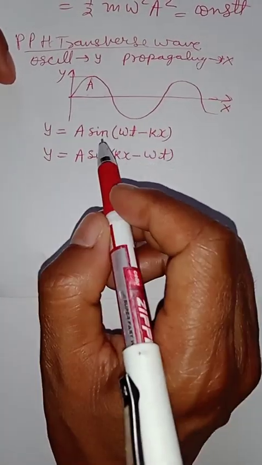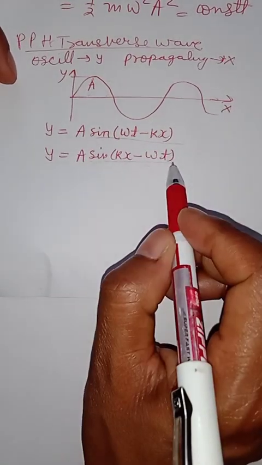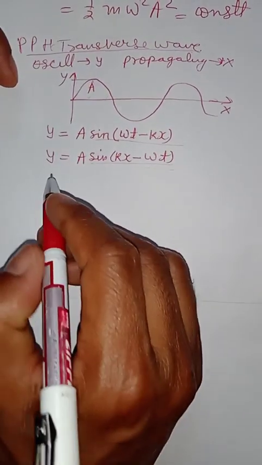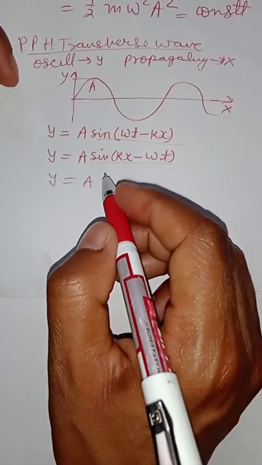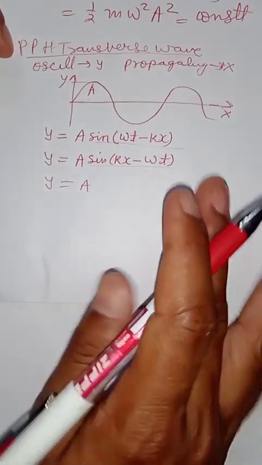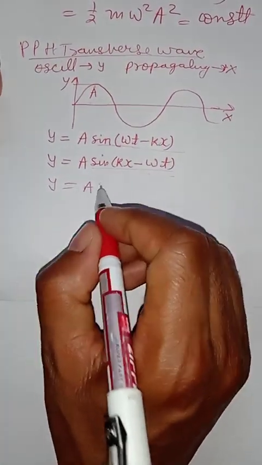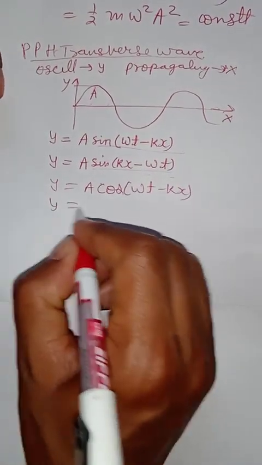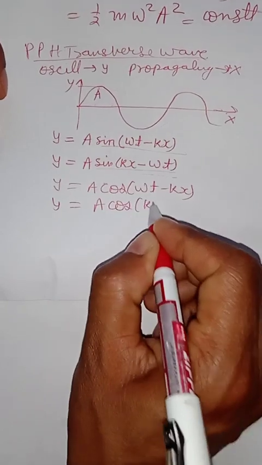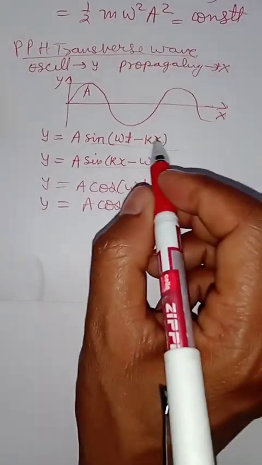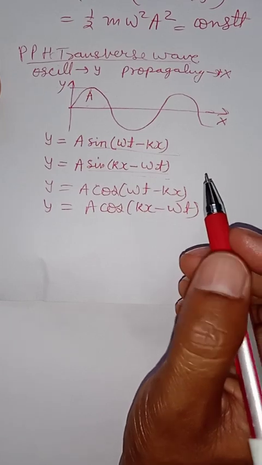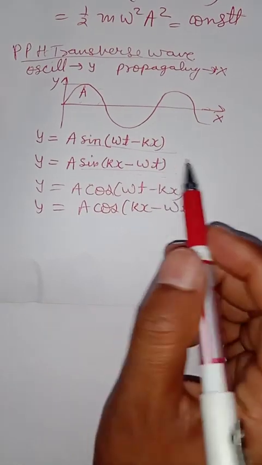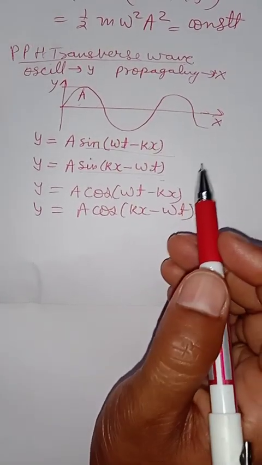Either the question would be asked in this form or this form. And also, the wave can start from here. So the same plane progressive harmonic wave can also be given as y equal to a cos(omega t minus kx), or y equal to a cos(kx minus omega t). Sometimes plus phi or minus phi is also there. Sometimes a sine term and a plus cos term is also possible.